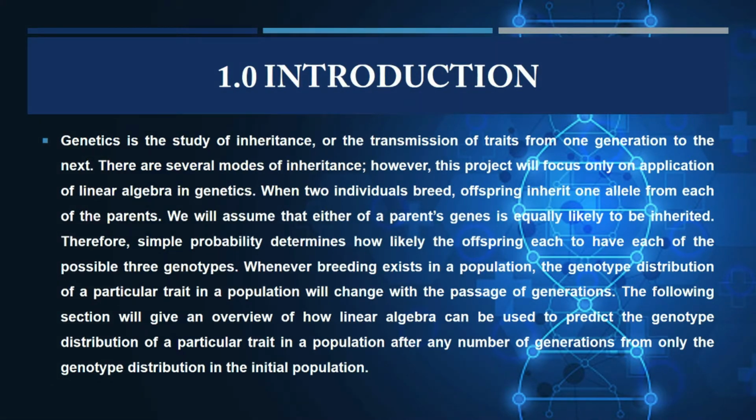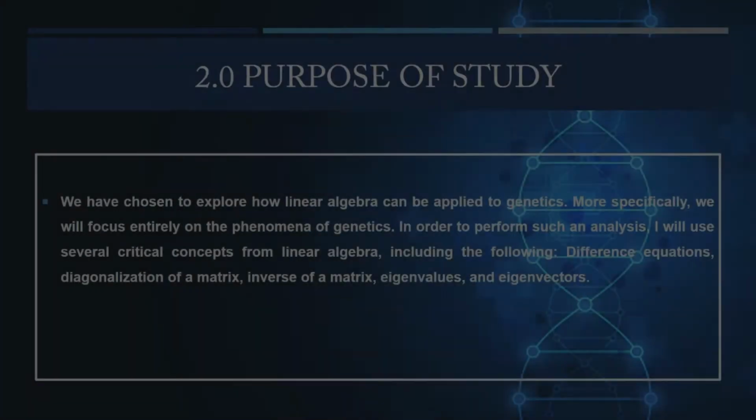There are several modes of inheritance. However, this project will focus only on the application of linear algebra in genetics. When two individuals breed, offspring inherit one allele from each of the parents. We will assume that either of a parent's genes is equally likely to be inherited.